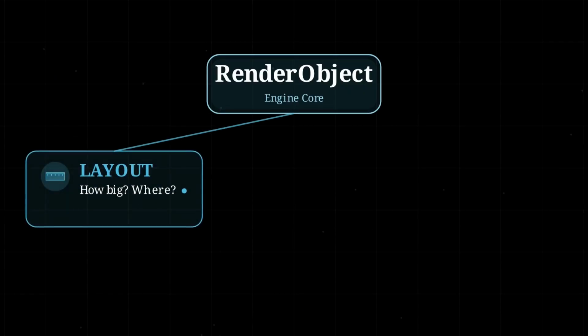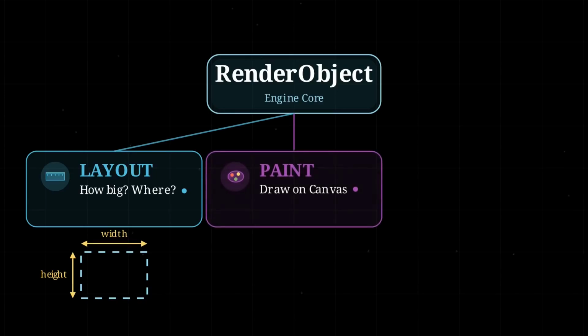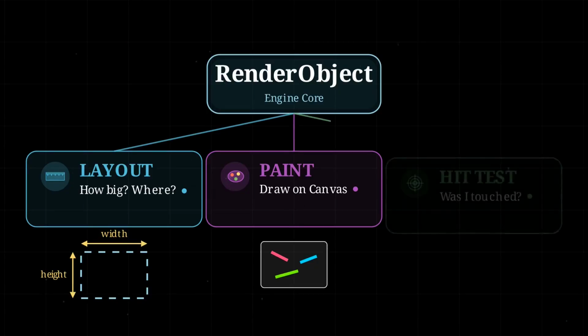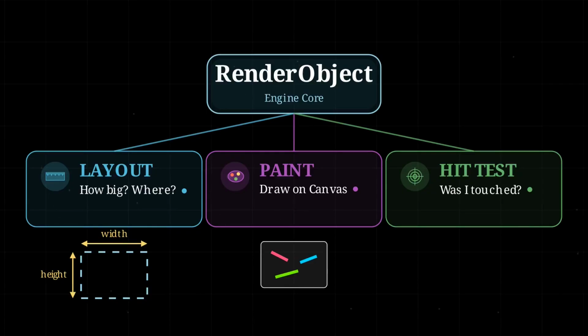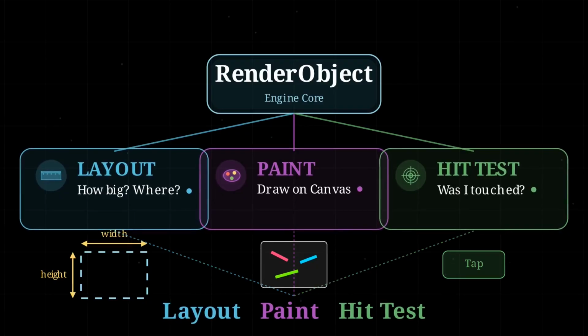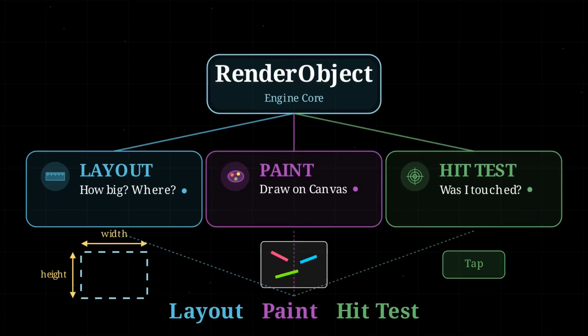1. Layout. The render object figures out, how big am I? Where am I positioned? It does this by receiving constraints from its parent and calculating its own size. 2. Painting. Once it knows its size and position, the render object draws itself on a canvas. It calls paint methods to put pixels on the screen. 3. Hit testing. When you touch the screen, Flutter needs to know which render object was touched. This is called hit testing. Each render object can declare whether a given point is inside it or not. These three responsibilities, layout, paint, hit test, are the entire job of a render object.